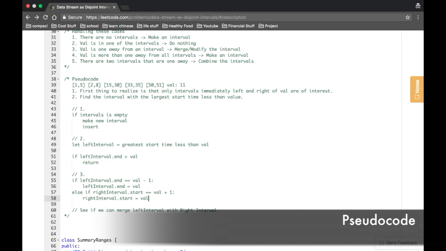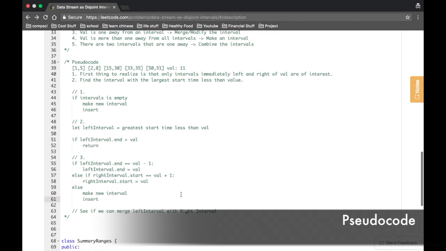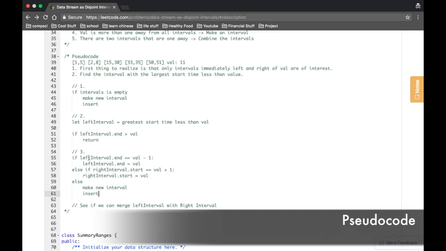Now what if val is neither of these? So val is more than 1 away from all intervals, or basically more than 1 away from the left and the right interval. In that case, then we just have to make a new interval. So make new interval and insert. Okay, and you might be saying, oh, well, what if left interval or right interval don't exist? Then we have to have checks for that. And what if you say, well, how do we find right interval? Well, if we have the index of the left interval, then right interval would just be index plus 1, right?